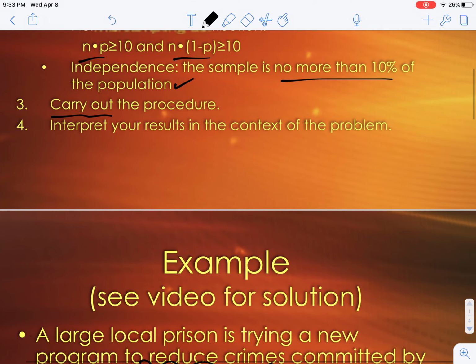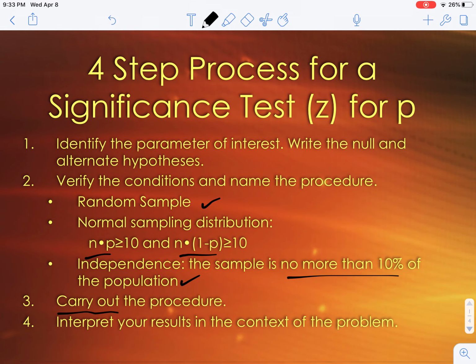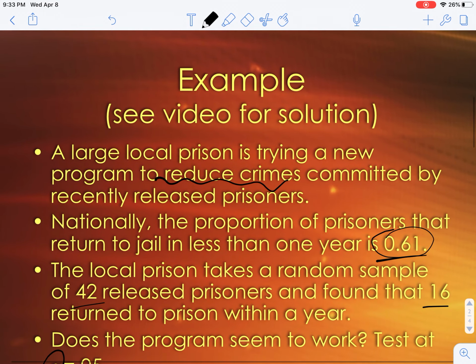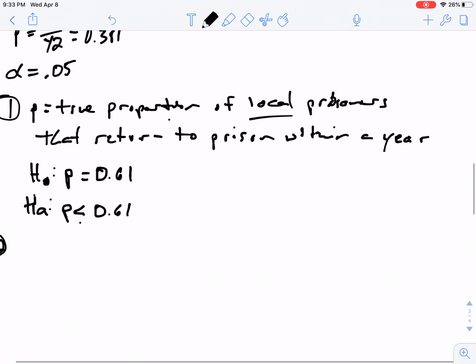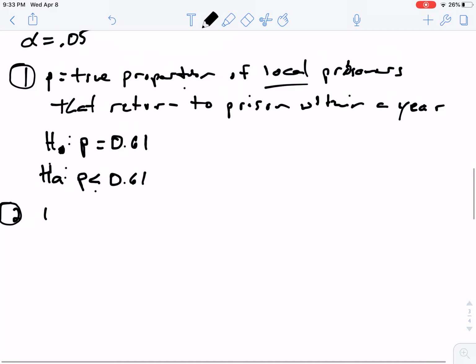So step two, I need my three conditions. So random sample, normal sampling distribution, and independence. So I'm going to first make sure that a random sample was taken, right? So that's here, so yes. So I'm going to just write the sample was randomly obtained.